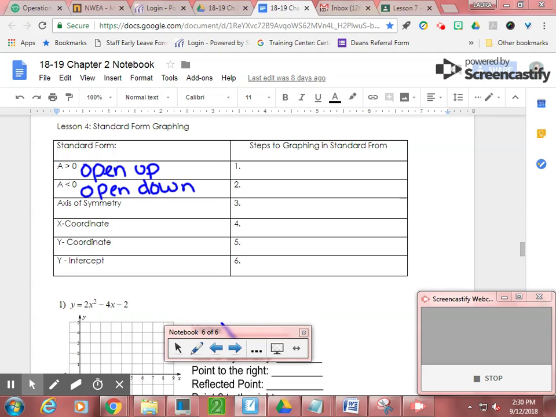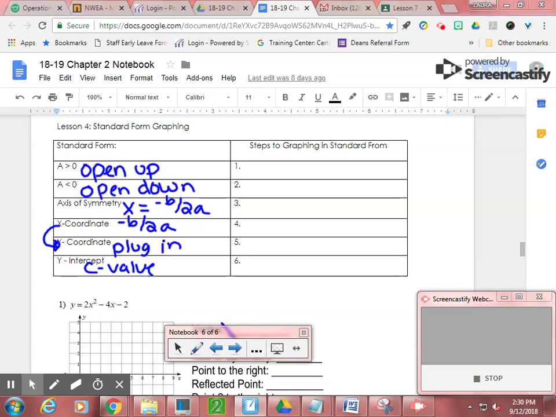Our axis of symmetry is x equals negative b over 2a. Our x coordinate is negative b over 2a, and our y coordinate is found by plugging it back in. We're going to plug the x coordinate in to solve for y. And our y-intercept is our c value. You're not always going to be able to graph your y-intercept, but it's really nice when you can because you know that you have a point on there that's correct.